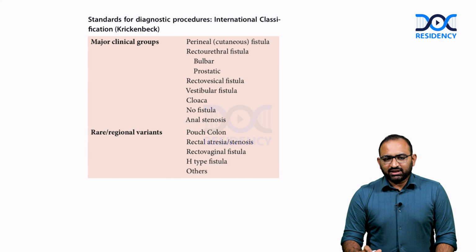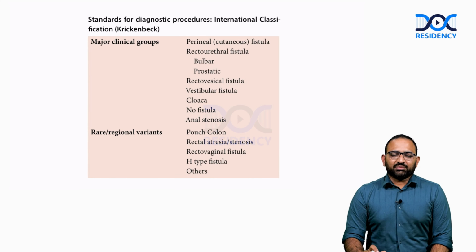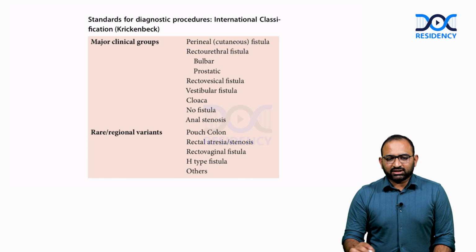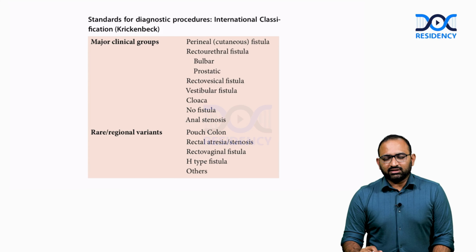So how do we classify anorectal malformation? This is the latest classification based on Krickenbeck. This is called the Krickenbeck International Classification. Here it is broadly classified into major and minor regional variants. For the major ones, the most common anomalies are listed here, and the regional or rare variants are listed separately.